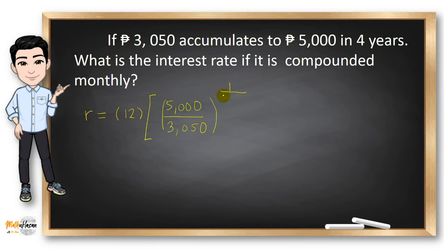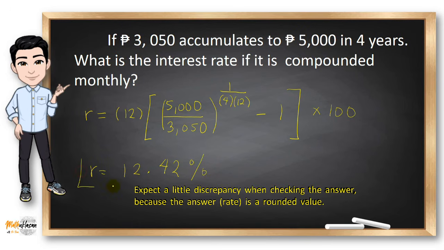We all know that N is T times M. So this is T, which is equal to 4 years. M, which is equal to 12, or monthly. Minus 1 and multiply the answer by 100 to make it a percentage. So that the answer is 12.42. We need to write the percent symbol because this answer is in terms of percentage.